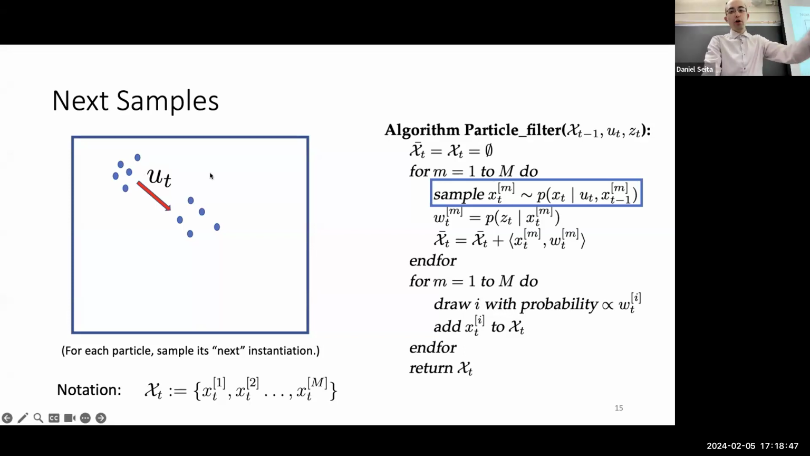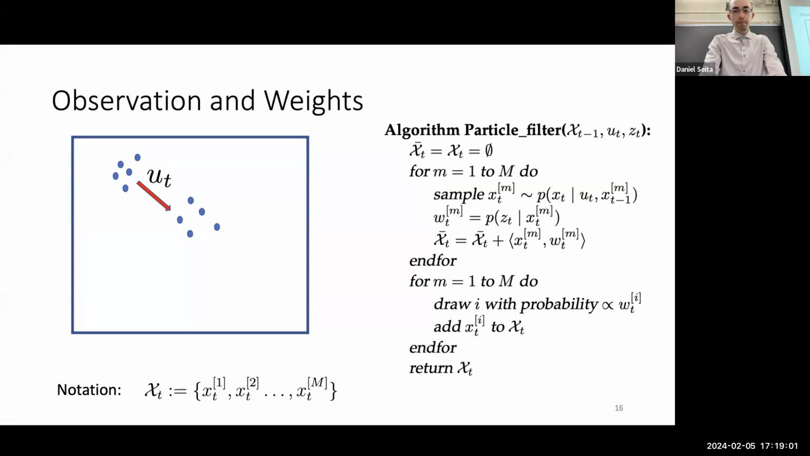So again, for each particle, we sample the next state given the transition function. All right, and then the next thing is to get a weight. So we need some kind of sensor reading, and then we can determine a weight.